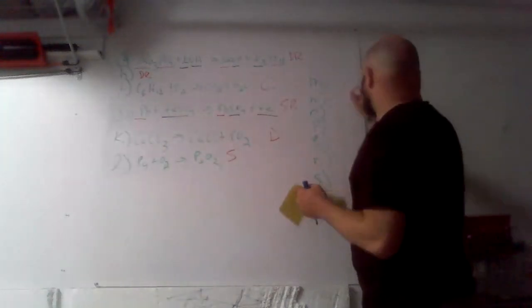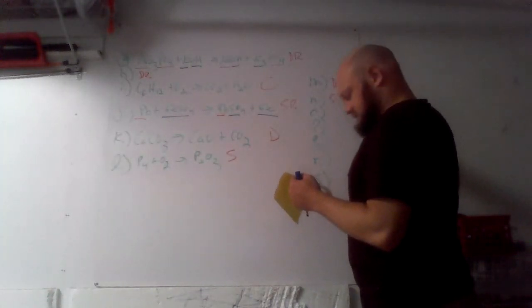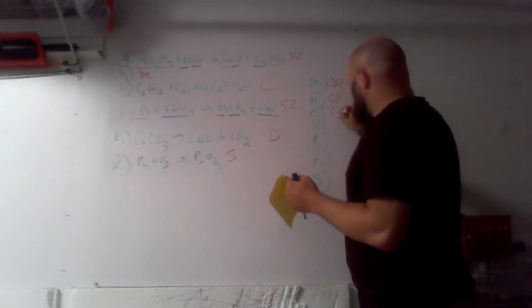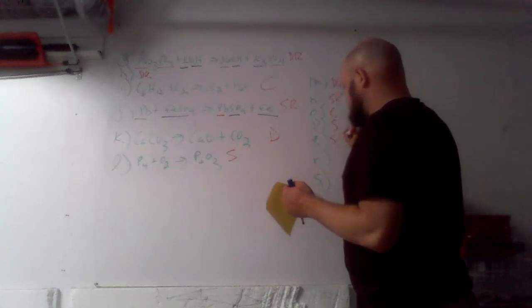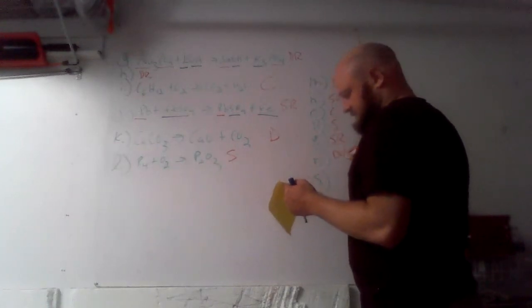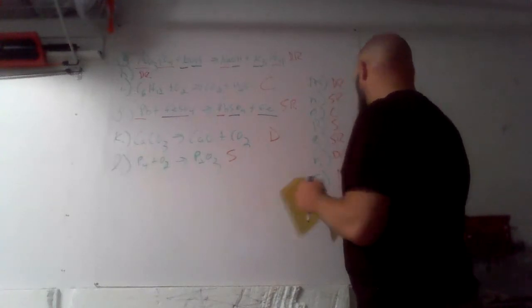M was double replacement. N was single replacement. O was combustion. P was synthesis. Q was single replacement. R was double replacement, and S was decomposition.